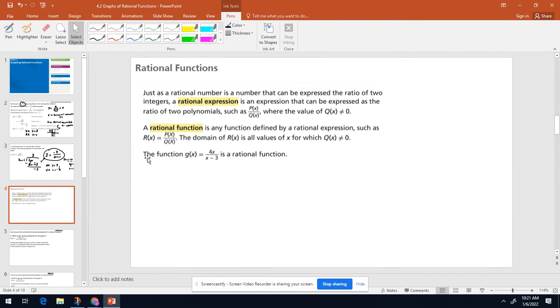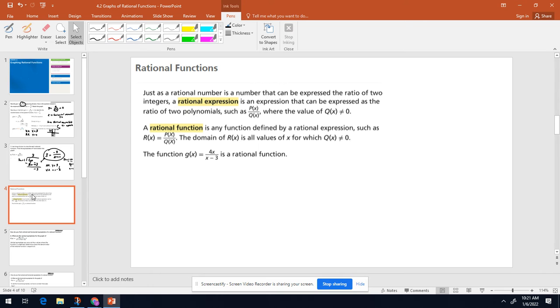Okay, so this is just explaining what a rational function is. A rational number is a number that can be expressed as the ratio of two integers. A rational expression is an expression that can be expressed as the ratio of two polynomials. So I have a polynomial on top divided by a polynomial on bottom. When I actually have a rational function, it's going to be set equal to something. Okay, so we're going to deal with more rational functions next class.